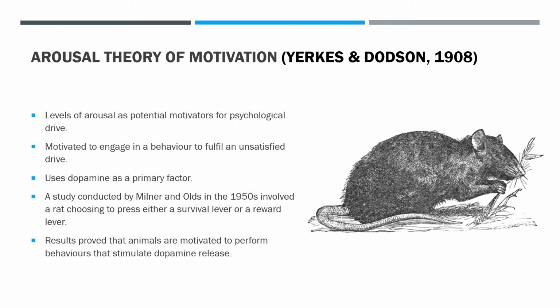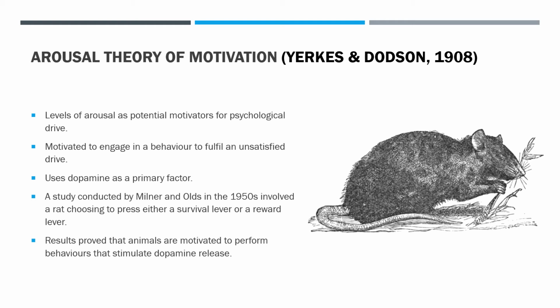An experiment conducted by Milner and Olds in the 1950s involved a rat choosing between different levers that resulted in either a release of a reward stimulus or objects for survival. This study provided evidence that animals are motivated to perform behaviors that stimulate dopamine release in the reward center of the brain.